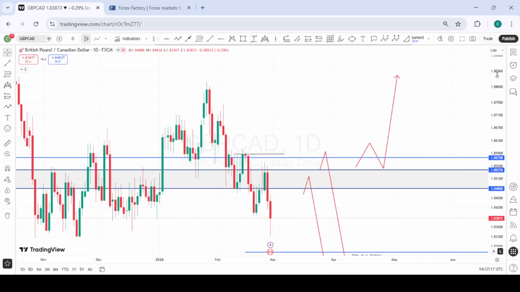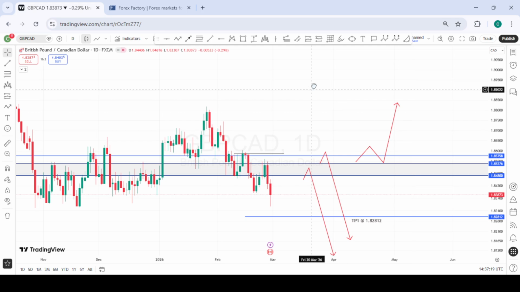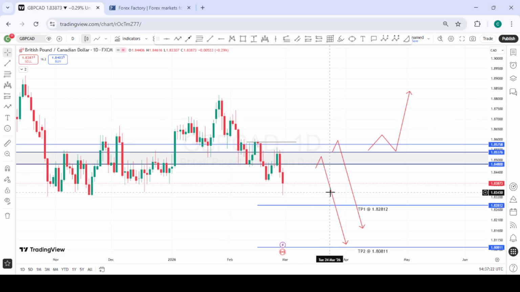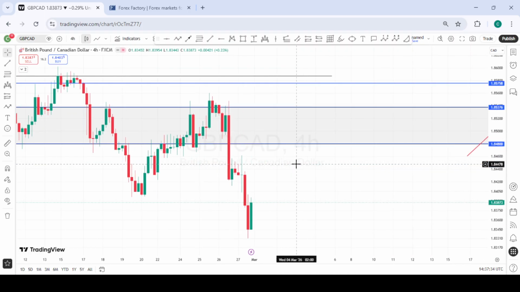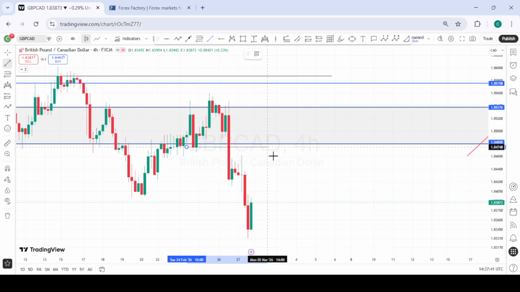This is GBPCAD. Last week we anticipated that price was going to retest this area of interest and give us selling opportunities. It retested, but we didn't get an entry opportunity to take this trade. We got this retest at the area of interest, and we got this 4-hour structure shift here.